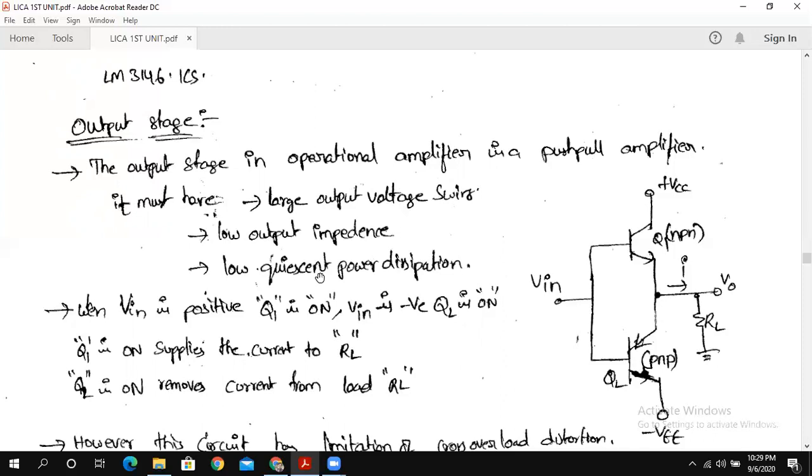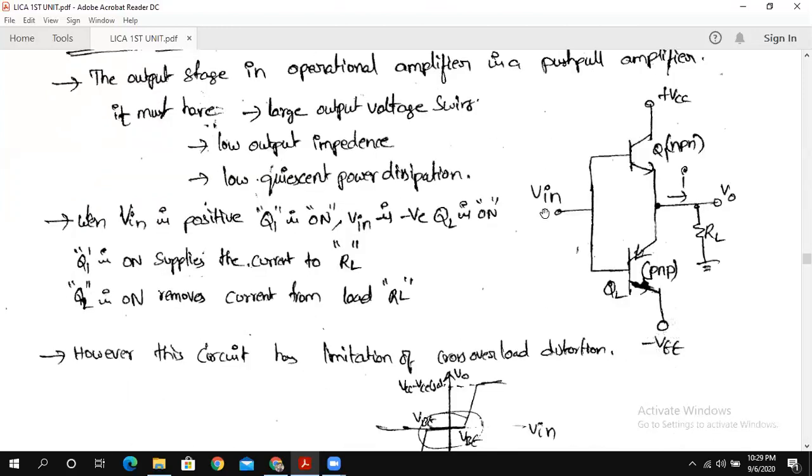Low power dissipation, that is what it offers. This is the circuit we are using for the output stage. This is a push-pull amplifier. Here one of the transistors is an NPN transistor and the other is a PNP transistor. So both NPN and PNP we are going to use here.